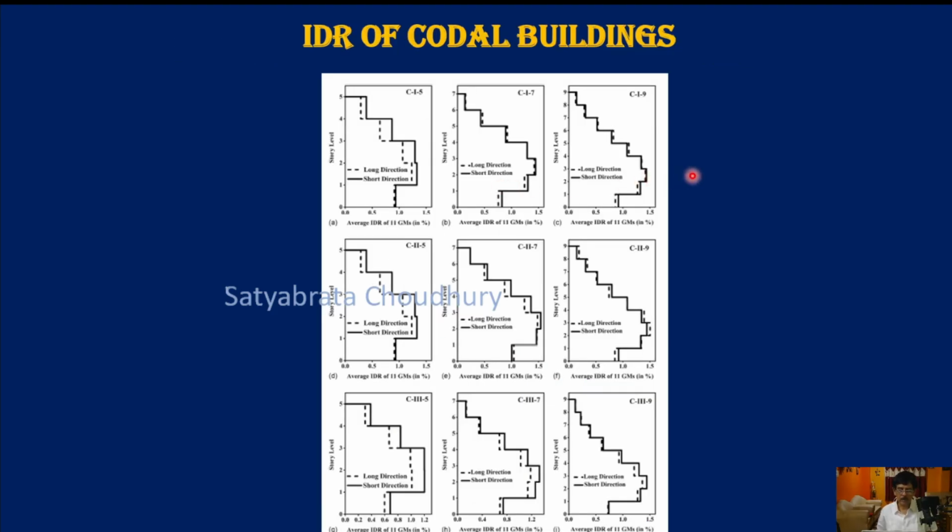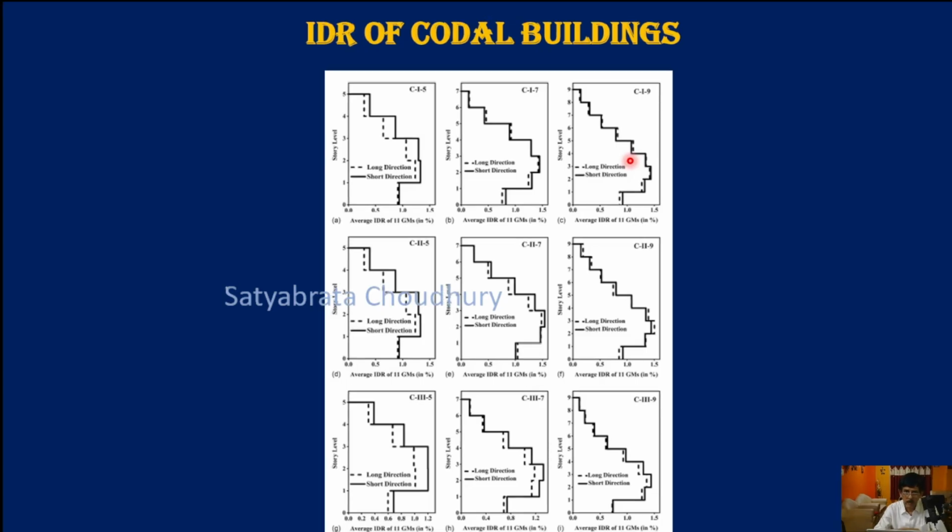Now drift. For getting interstory drift, you need to run the time history analysis and use the displacement histories of all the floors along any particular direction. You take the displacement at any instant of time in the upper floor and lower floor, find the difference between these two, then divide by the story height. That gives you the interstory drift ratio. You multiply this by 100, you get the interstory drift ratio in percentage, which is called IDR.